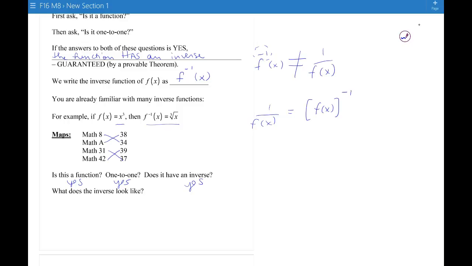So what does the inverse look like? It says the class with 38 students in it is Math 8. So do you see how it's like going backwards on the map? The class with 34 students in it is Math A, and so on.